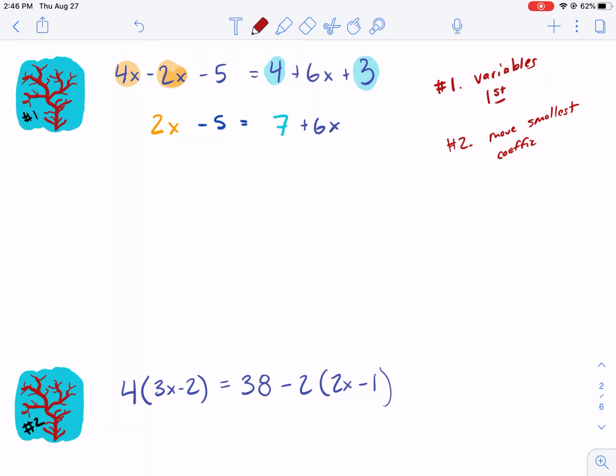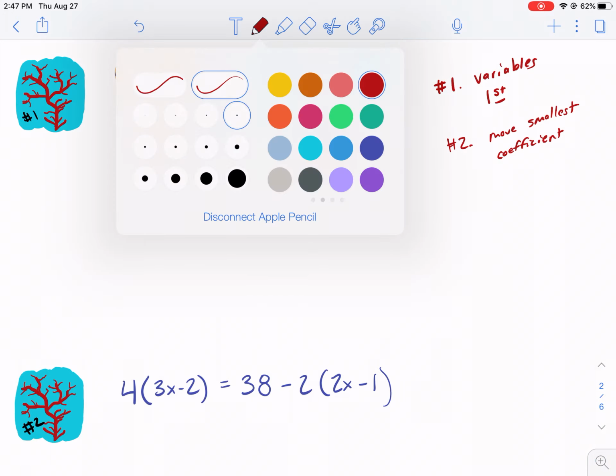Okay, so move the smallest coefficient. So we're going to look here, and obviously the 2x is smaller than the 6x, so we are going to move the 2x over. How do we do that? It's the same thing as we do with constants. We do the opposite operation. So if we have a positive 2x here, we're going to do the opposite and subtract 2x from both sides. What happens when we do that?